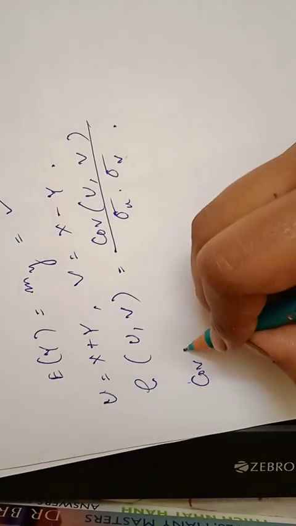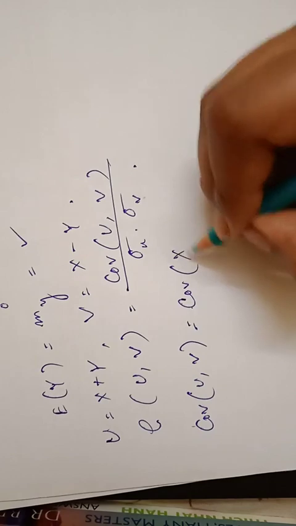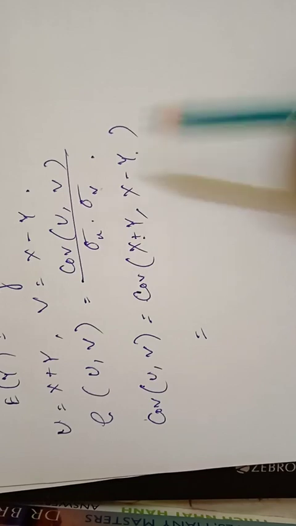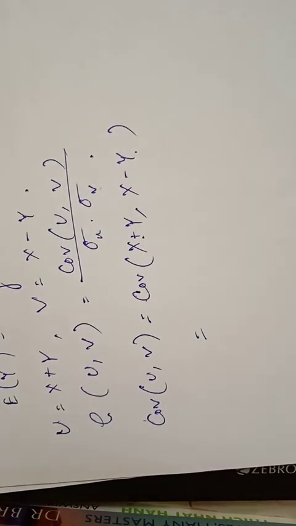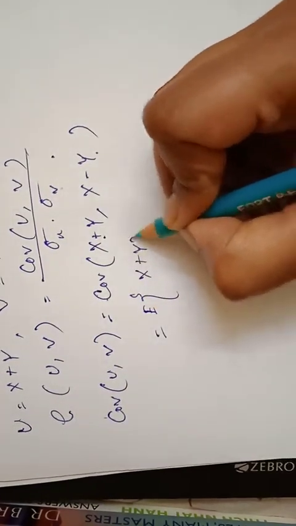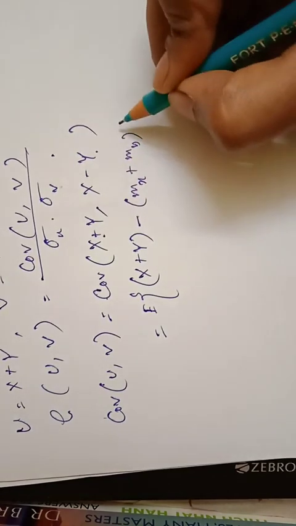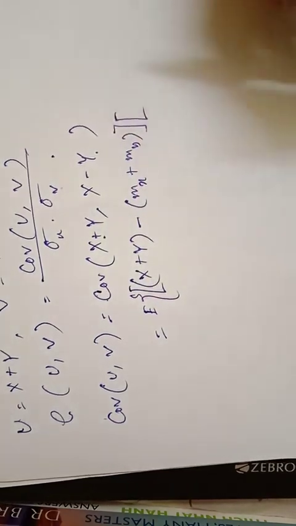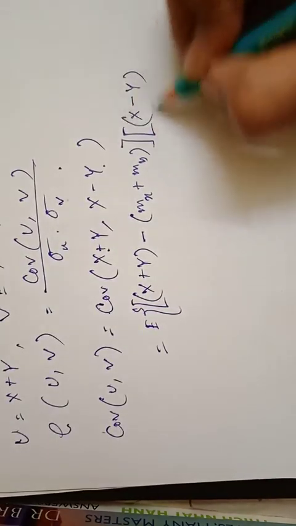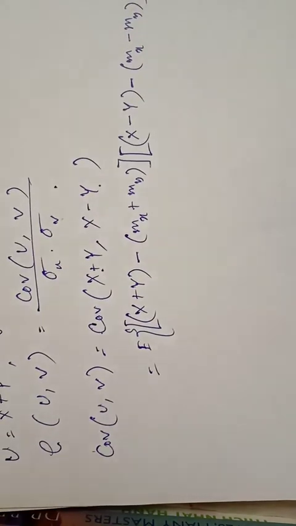So let's try to find out covariance of u comma v. It has the formula where u means x plus y and v means x minus y. So covariance of x comma y was expectation of x minus mx into y minus my. So that will be expectation of first variable minus its expectation, which is mx plus my, into second variable minus its expectation, which is mx minus my, right?